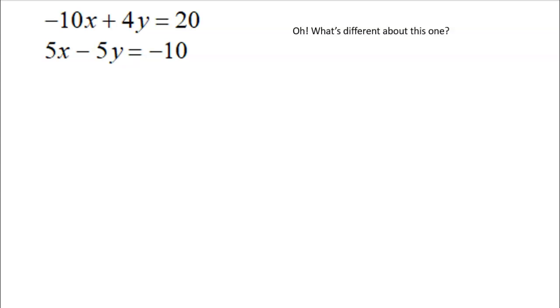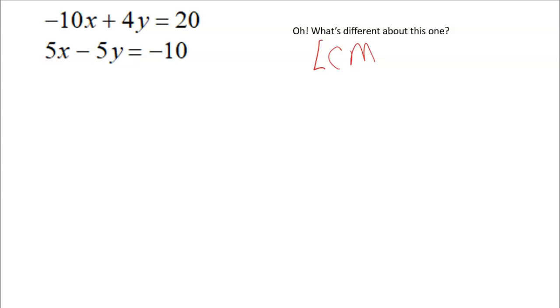Right. Look at this one. What's different about this one than what we had on the first part? -10, +5. What the heck? We're not going to be able to simply eliminate, are we? We're going to have to look for the least common multiple, LCM. So we're going to have to multiply something to make them so that they'll eliminate.